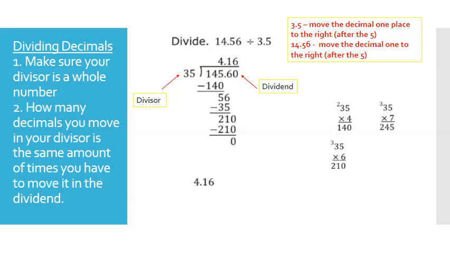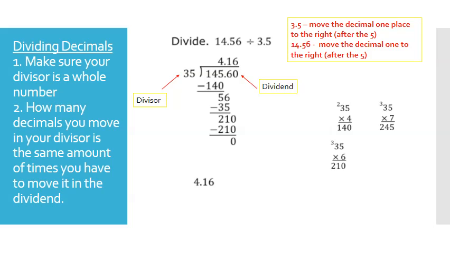Here it's asking us to divide 14.56 divided by 3.5. So before we start, if you get this question on a test, the first number is the number that you're actually dividing. So, like for instance, 14.56.